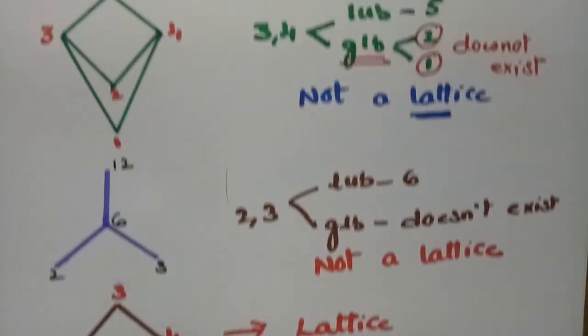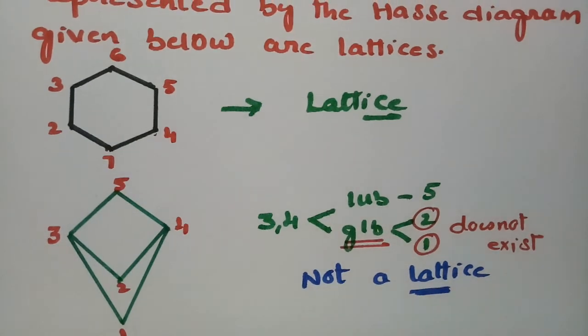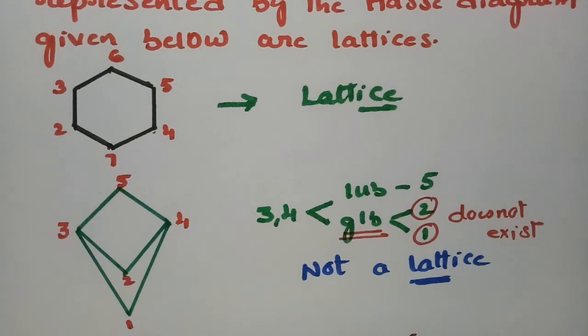And this is how we have to consider whether the given posets represented by the Hasse diagrams are lattices or not. Hope you guys got an idea and you can calculate by yourself.